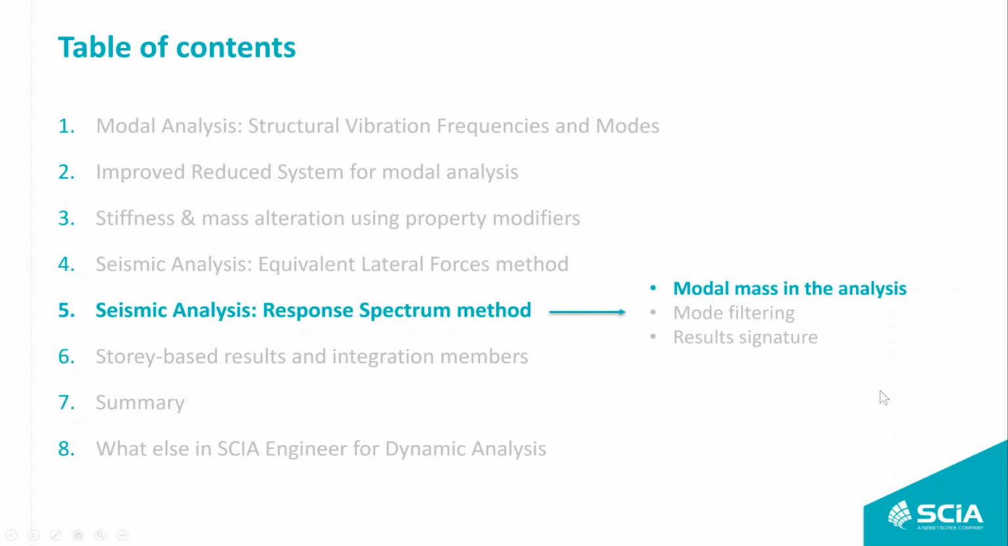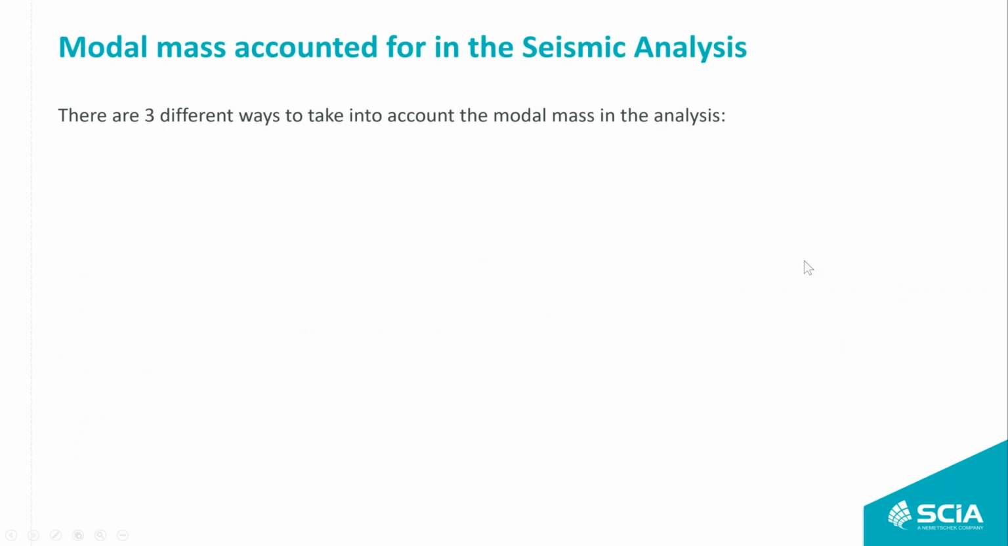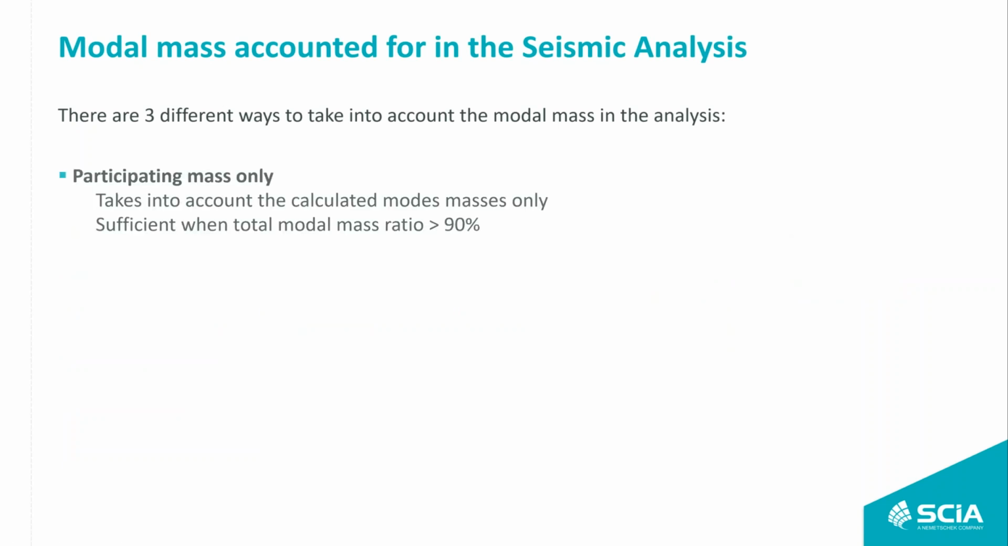Modal mass in the analysis is one of those settings that actually allows to, let's call that, cheat on the modal mass ratio, because in case you are not achieving those 90%, there are some ways to actually compensate for it. So there are three options. Participating mass only will essentially just use the modes that have been computed. So in this case, you really need to have more than 90% in the computed modes. Otherwise, your calculation is plain wrong, basically.